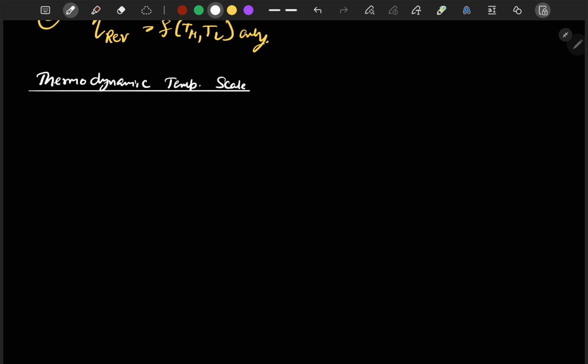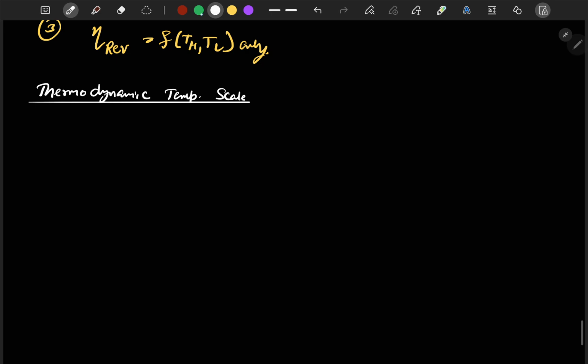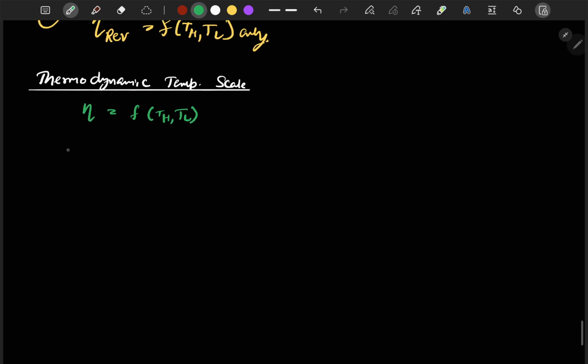Okay, so I mentioned earlier in point number 3, if the cycle efficiency for a cycle is a function of T1 comma, or we can say TH comma TL. Now this efficiency term is written as 1 minus QL by QH.